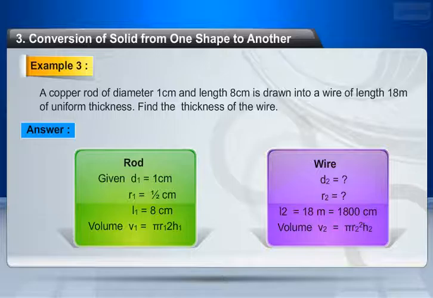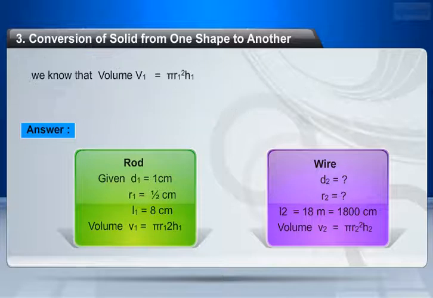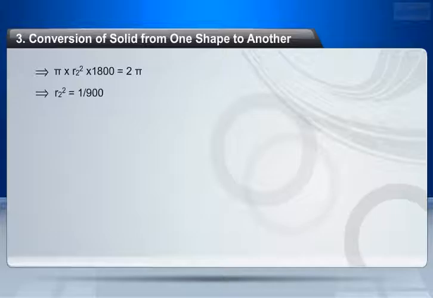Now, we need to calculate the diameter of the wire. The diameter of the cross-section of wire, D, is calculated as 2 into R. This is equal to 2 into 1 by 30. This is equal to 1 by 15. This is approximately equal to 0.67 millimeters. Therefore, the thickness of the wire is approximately 0.67 millimeters.